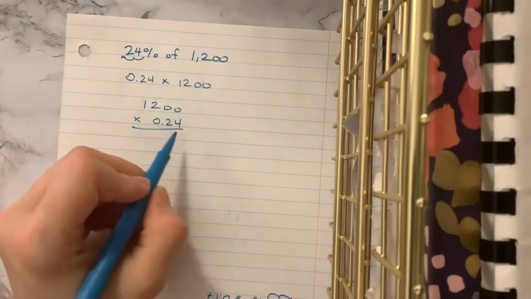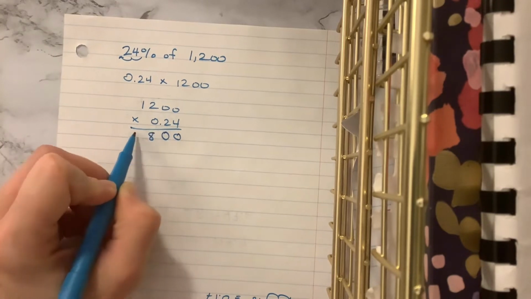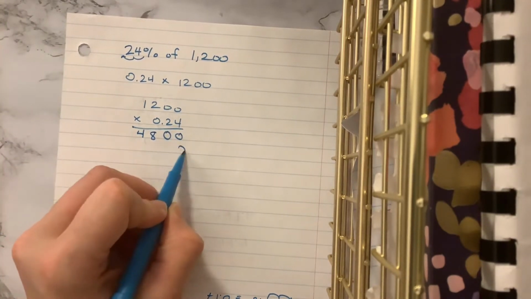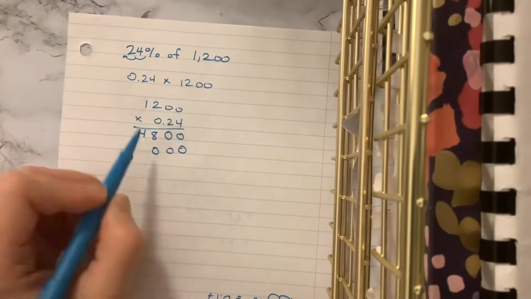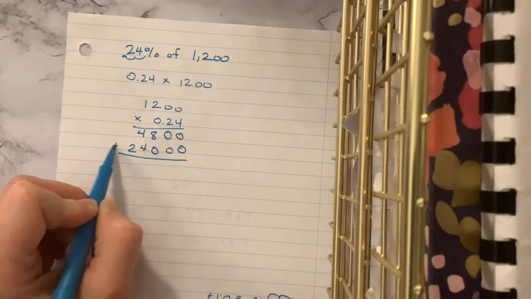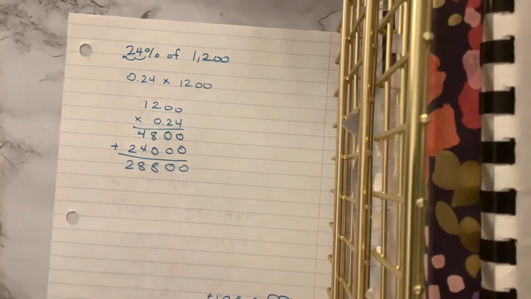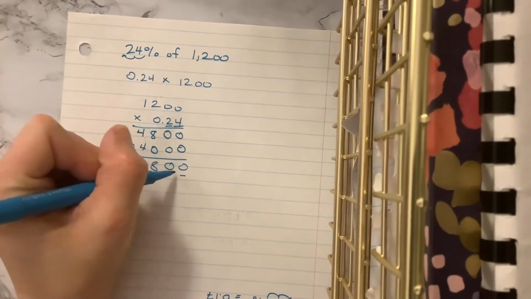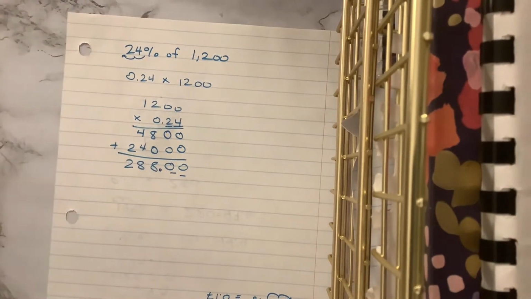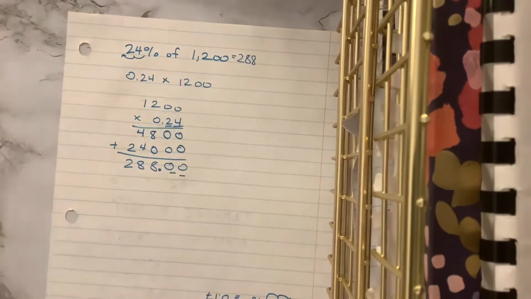And now we multiply. 4 times 0 is 0. 4 times 0 is 0. 4 times 2 is 8. 4 times 1 is 4. And then we add a 0 to hold our place. And then again, 2 times 0, 2 times 0, 2 times 2, 2 times 1. And we add 0, 0, 8, 8, 2. Last step, of course, we want to look at our decimal places. There's 2 in the problem, so we need 2 in our answer. So 24% of 1,200 is 288. I'm going to have you try another one.